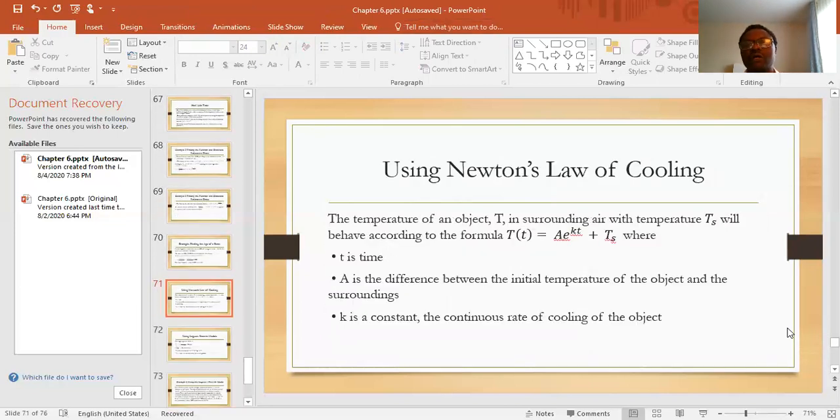Using Newton's law of cooling, I just want to give you the formula here. The temperature T of an object in surrounding air with temperature Ts will behave according to the formula T(t) equals A e^(kt) plus Ts. That is, you take an object, maybe from an oven, like an egg you just finished making. You know the room temperature, Ts. You want to determine the temperature after t, where t is time. The formula is given here.